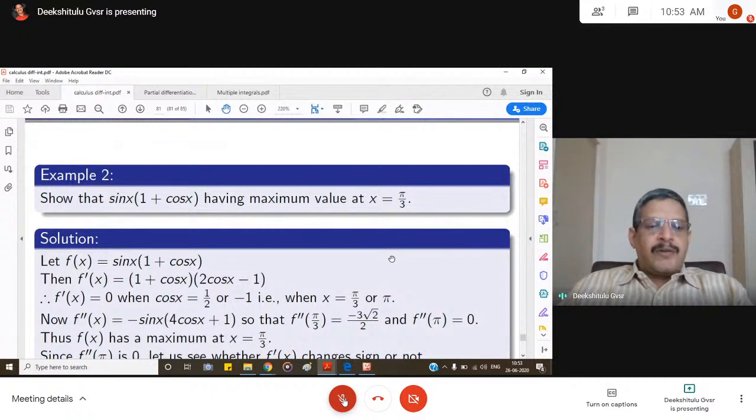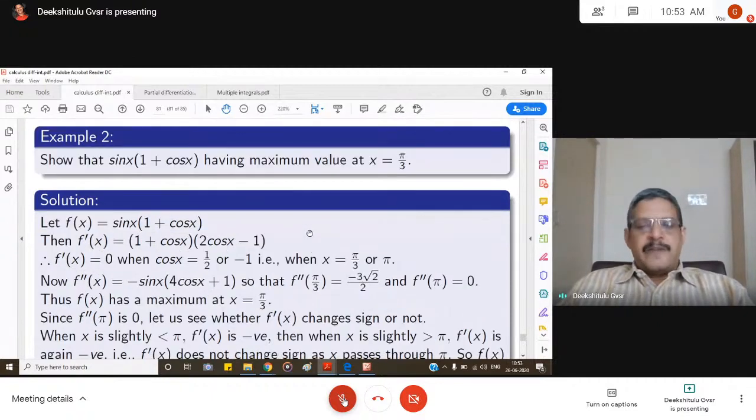Options may be given. What you have to do is, let this function f of x is equal to sin x into 1 plus cos x. First thing first, find the derivative f dash x and equate to 0. So what is the derivative? Using the UV formula, sin x into 1 plus cos x, apply this, so this is what we get.